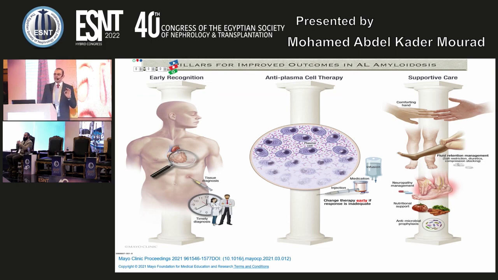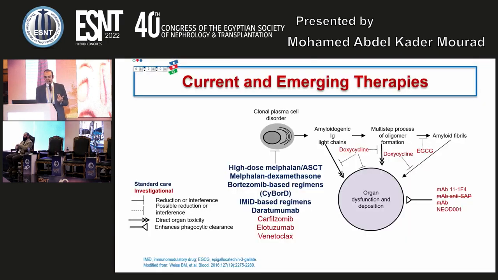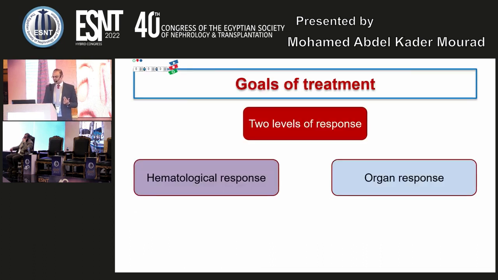We have 3 pillars for improvement of treatment of patients with AL amyloidosis. The first is early recognition, as Dr. Ahmed said before. The second is anti-plasma cell therapy, and don't forget the supportive therapy for those patients. Regarding the current and emergent therapies of amyloidosis, the current state is clonal plasma cell targeting. And now there is an ongoing trial to target the amyloid fibrils by monoclonal antibodies, but till now there are no results from those agents.